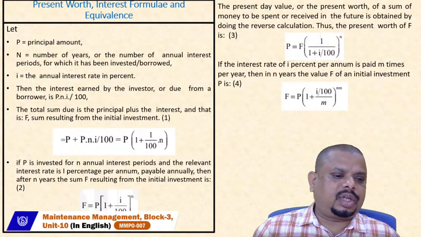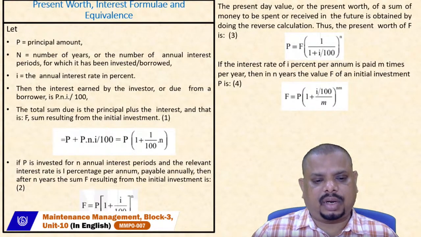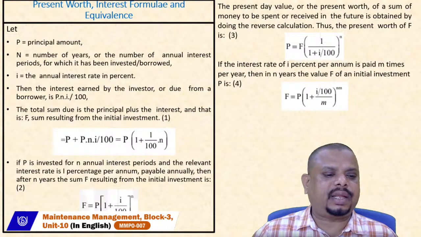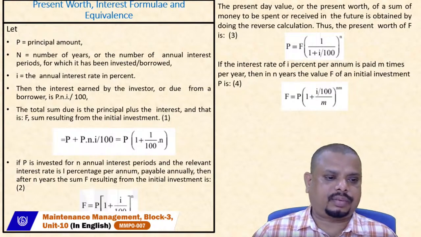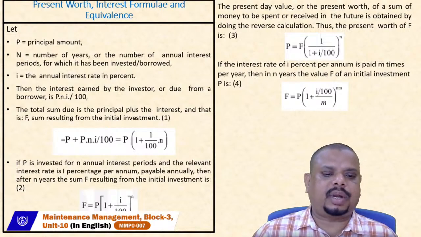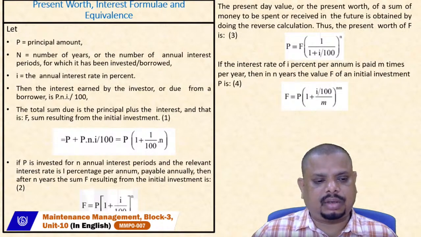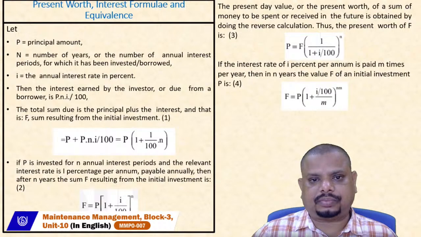The next one is if the principal amount is invested for annual interest periods and the relevant interest rate is I percent per annum. The amount payable after N years, the sum F, that is the principal plus the interest resulting from the initial investment, is expressed mathematically as F equals P into 1 plus I divided by 100 to the power N.